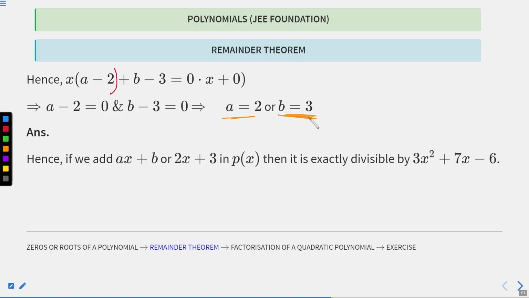So now putting in the respective values, I will get 2x plus b. If we add this 2x plus b to px, then this quadratic polynomial will exactly divide my px. I hope this was very clear to you. So let's move on and see more interesting or challenging problems.